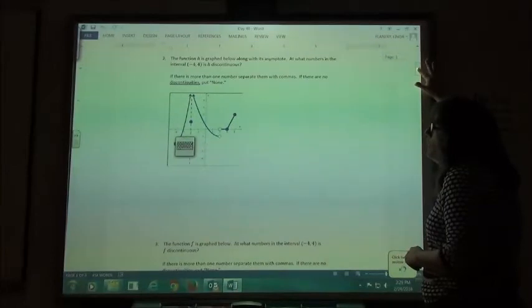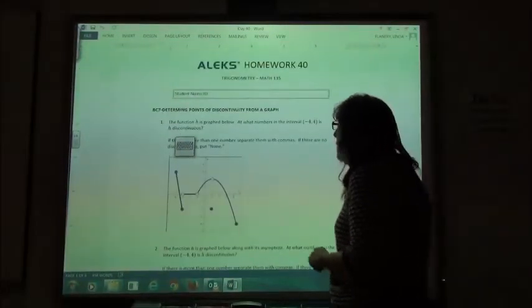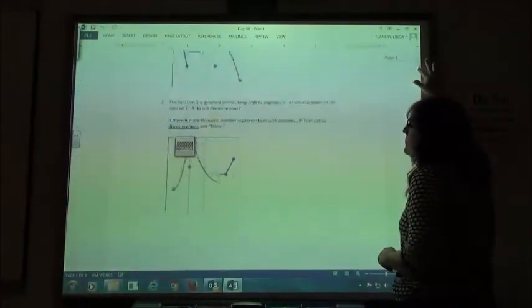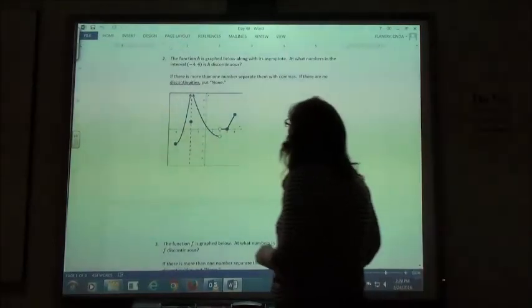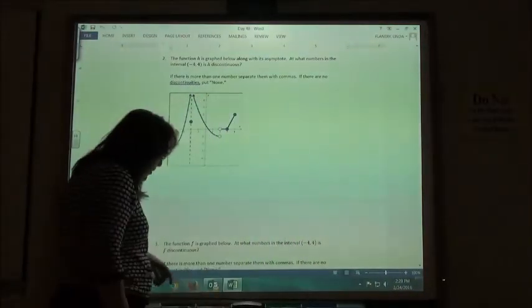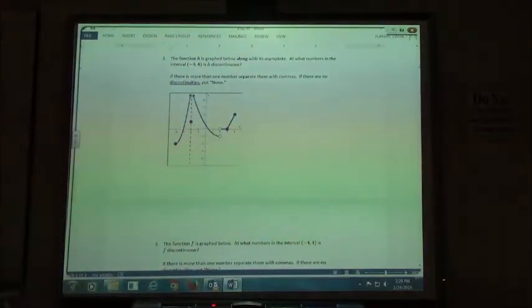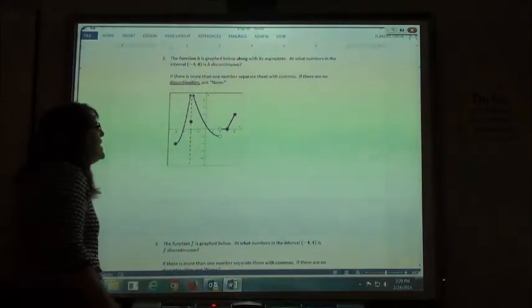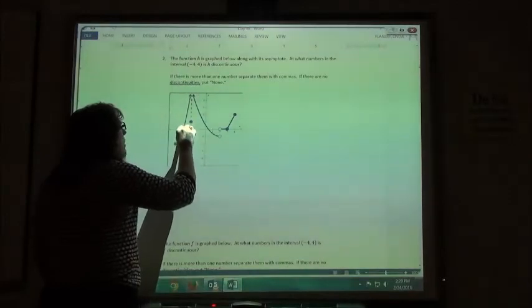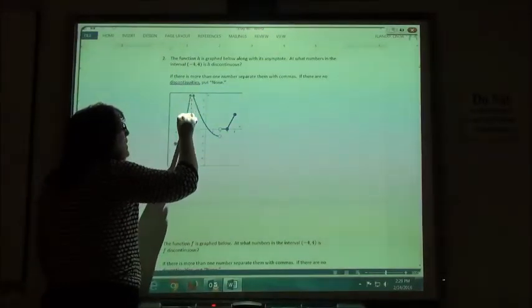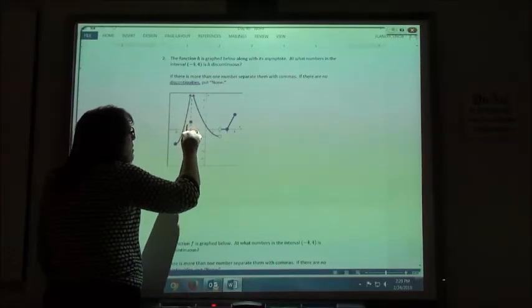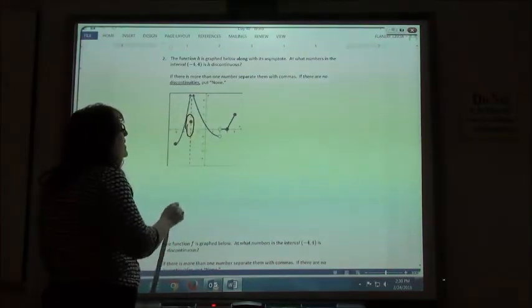So number 2. Again, I have my function. I'm looking at my graph between the interval of -4 and 4. I'm looking for points where my graph is discontinuous. So here I'm going along my graph, but in order to get to here, I would have to jump off of there. So here is a point where I'm discontinuous.